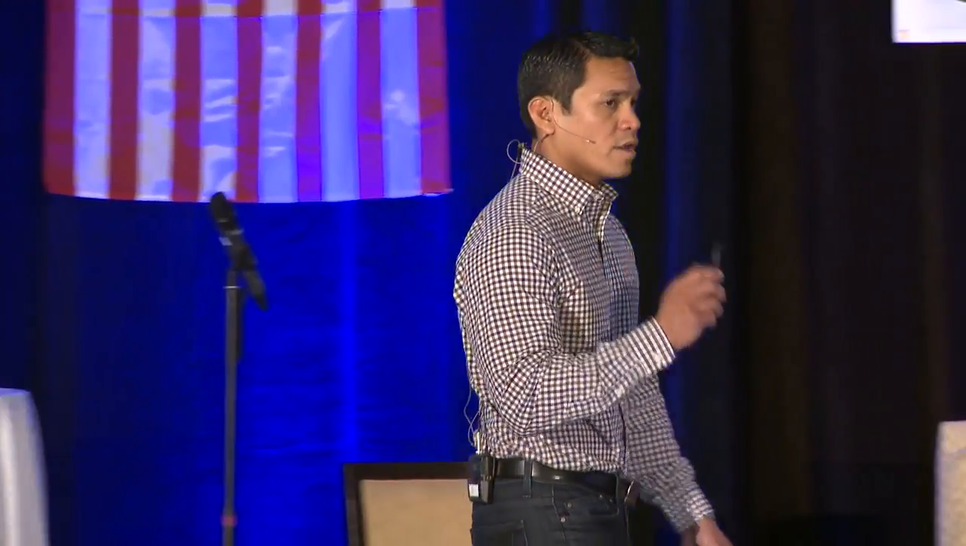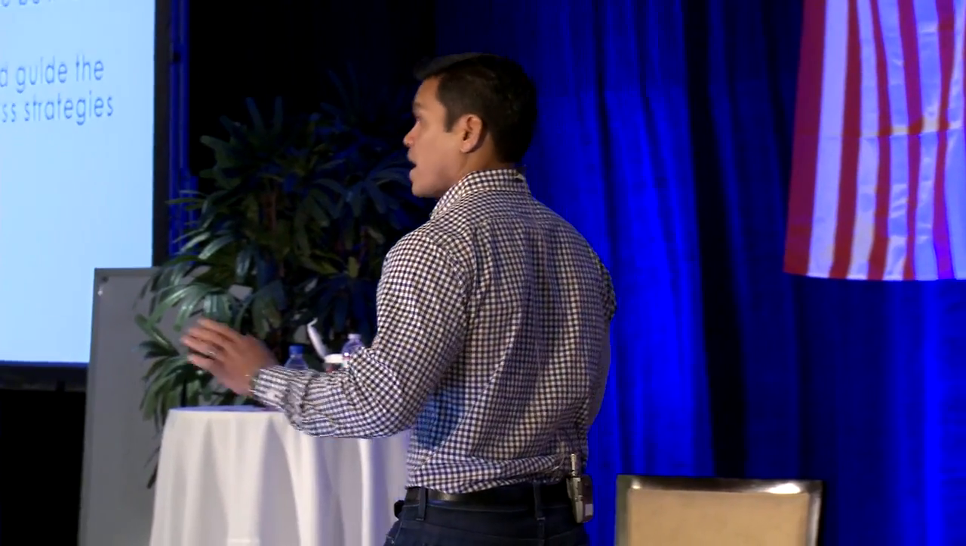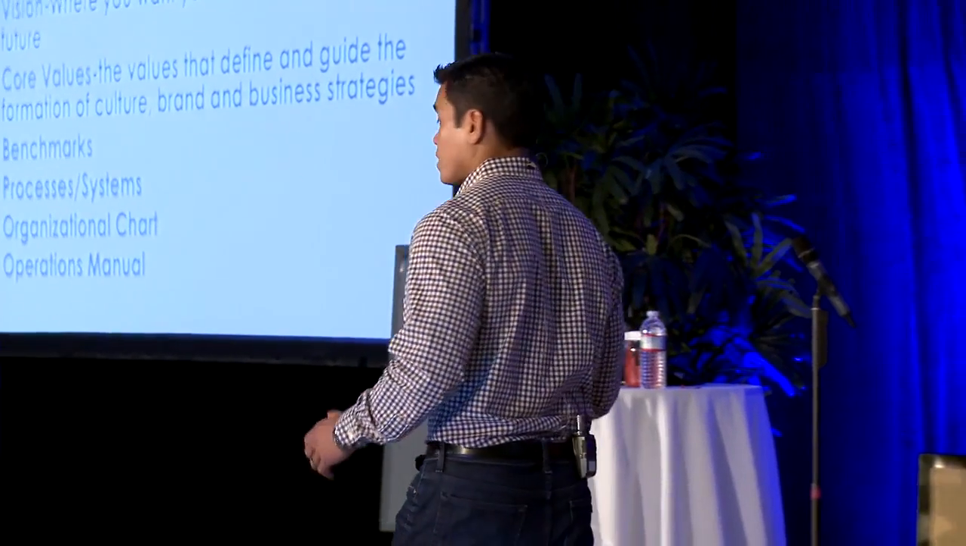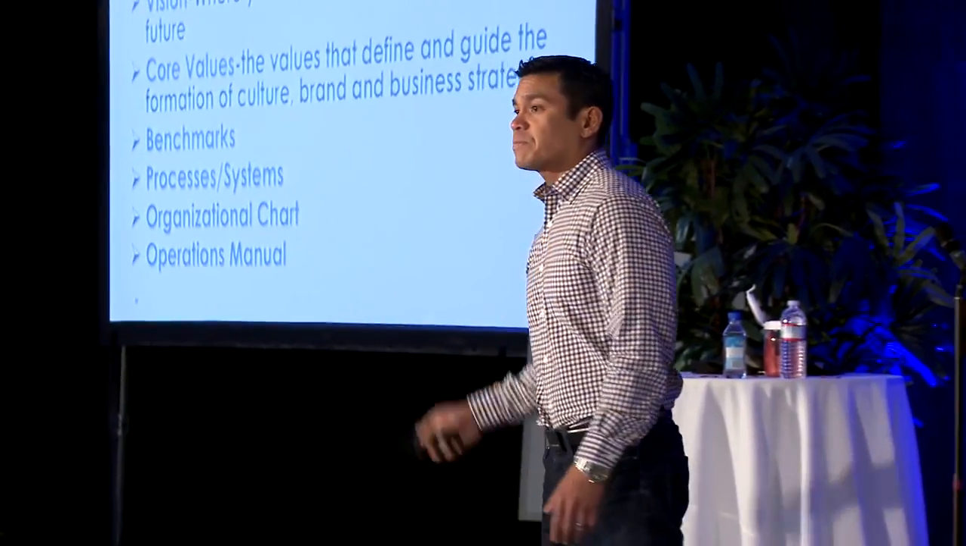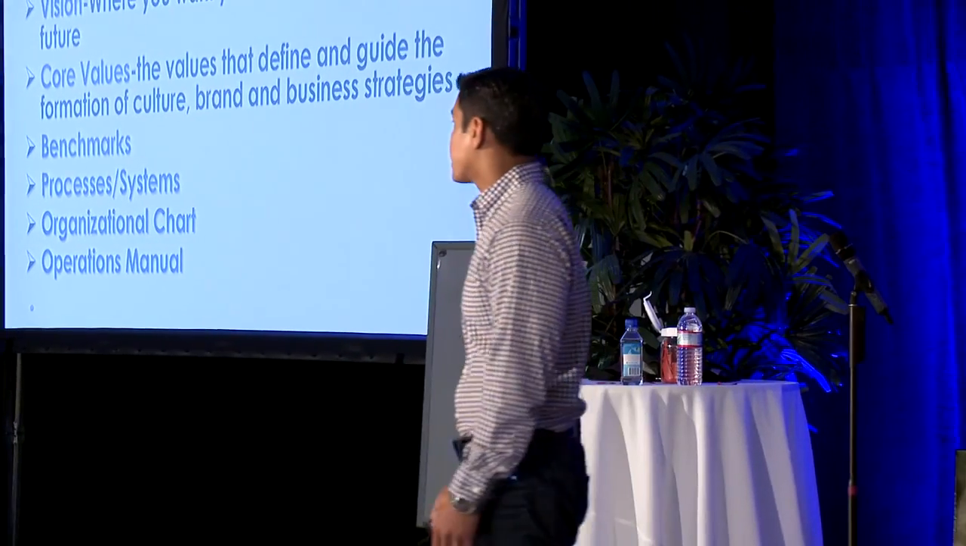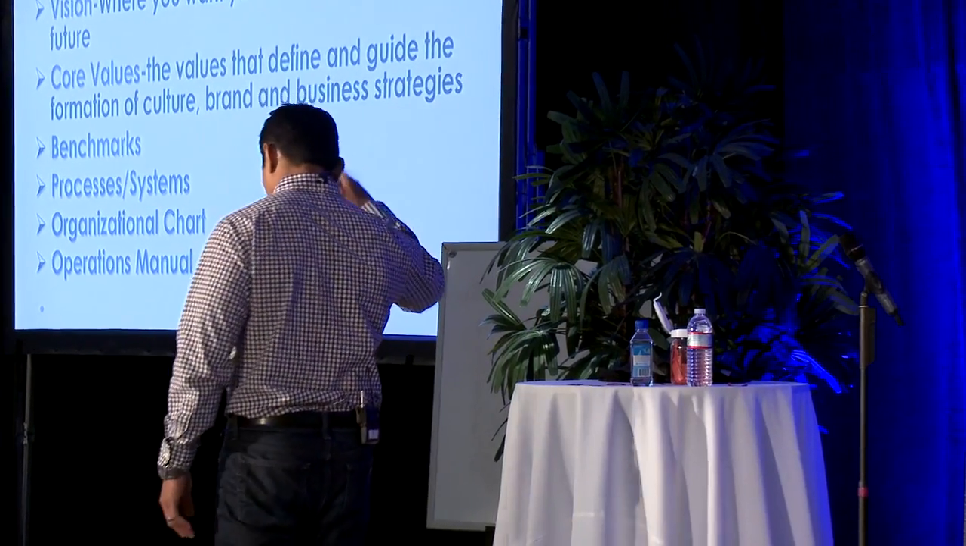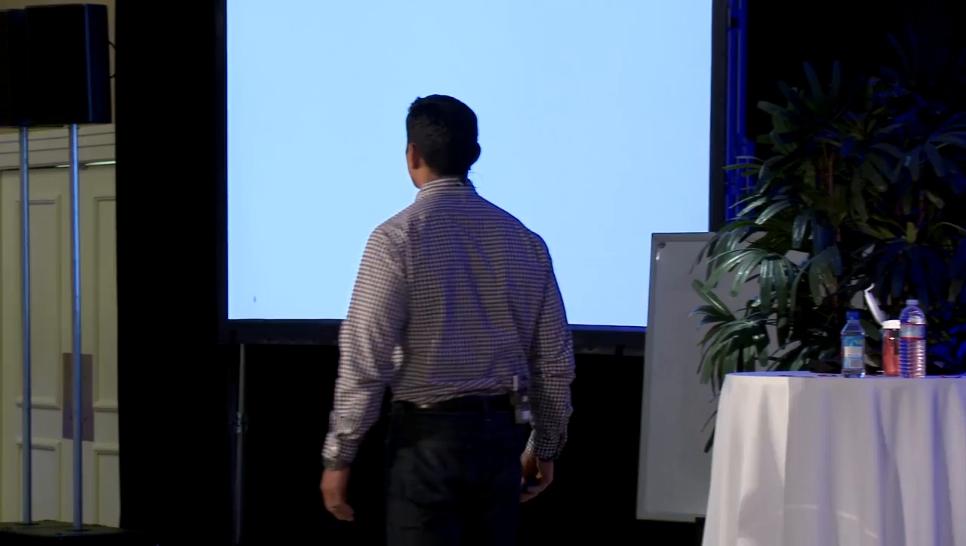Benchmarks, processes and systems, organizational chart, and operations manual. If you want all this stuff in a one-stop shop, get The E-Myth Revisited by Michael Gerber. That is a must-read. I have some other resources I'm going to share with you guys. But if nothing else, no other business book, that's number one on my list, The E-Myth by Michael Gerber. I'll have a slide for that in 1 second. He'll teach you how to put all this stuff together. Who's your who? You guys know how I feel about mentors.